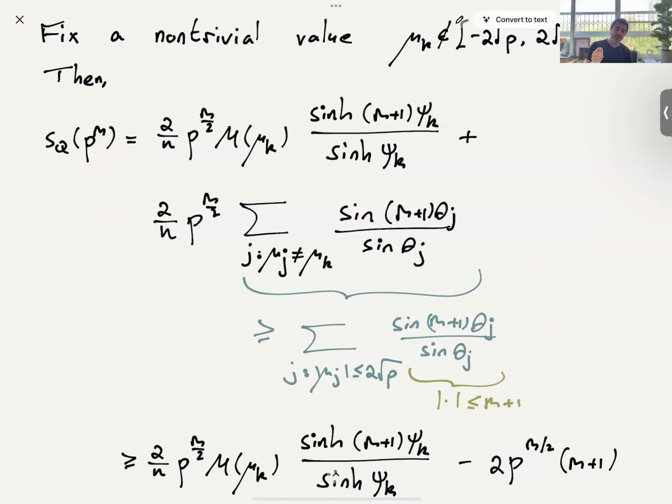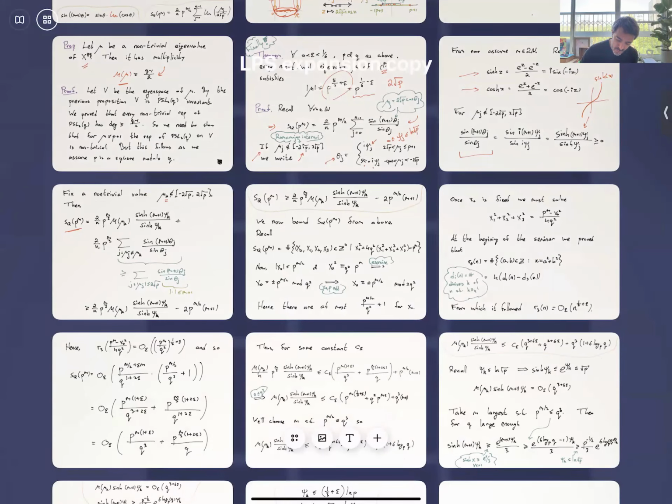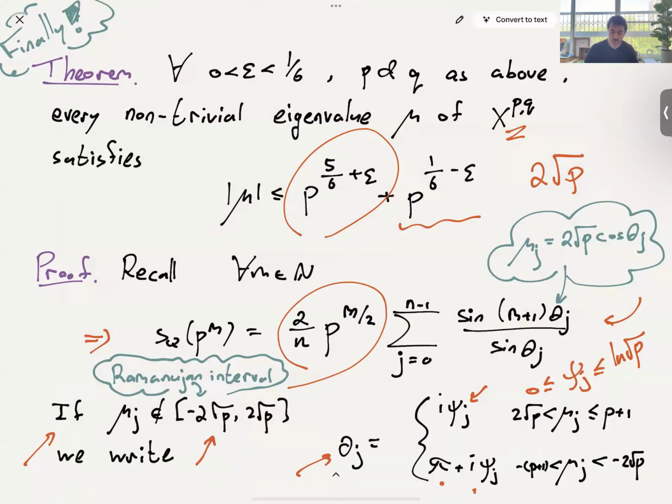Now let's say that we are going to fix one particular non-trivial eigenvalue which doesn't sit in the Ramanujan interval. So k is going to be the corresponding index. Let's write S_Q of P^M as follows. S_Q P^M has this 2 over n p to the m over 2 factor, but then you sum up over all eigenvalues, this ratio between sine (n+1) theta j, and sine theta j.